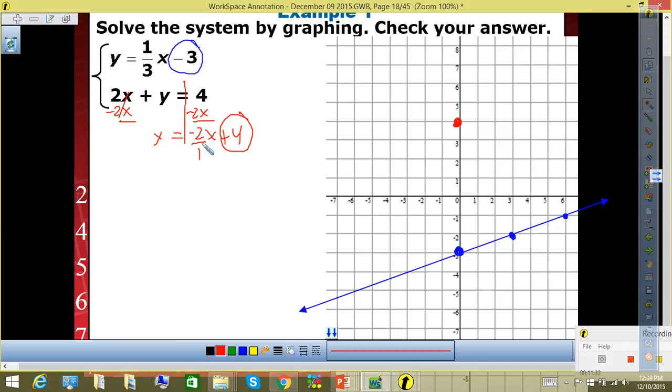-2/1. So the rise is 2, and it's going down. So 2 steps, 1 to the right, plot your point, do it again, 1 to the right, plot your point, do it again, and so on and so forth.